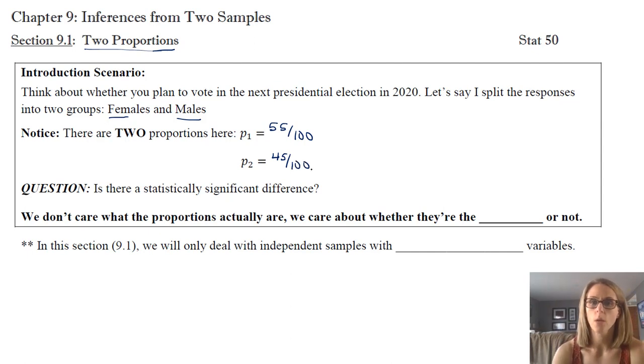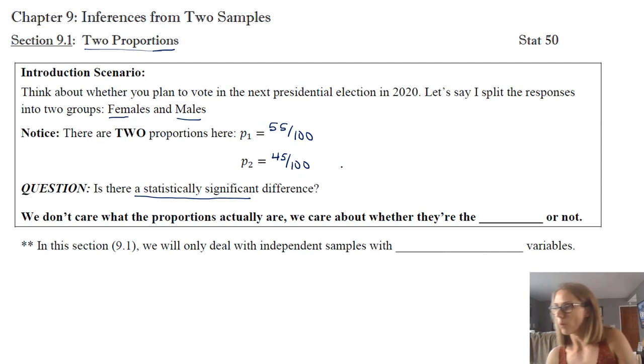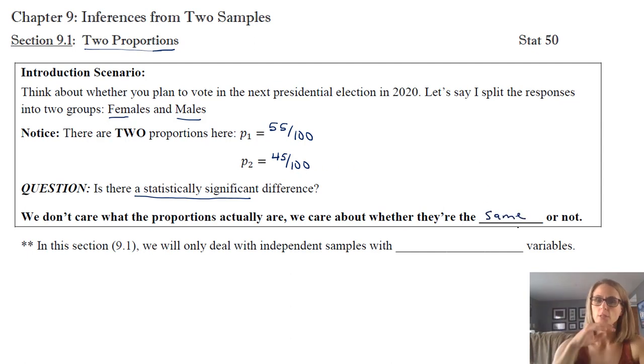Now you might look at that and say, well, we can just tell from looking at those numbers that less men plan on voting. However, doing the hypothesis test allows you to determine whether the difference between the two proportions is statistically significant. So it's not really about what the proportions actually are. What we care about is, are they the same or not? And what you might be thinking is, well, they're obviously not the same. But again, the difference still might be too close to tell, dependent on the sample size, similar to things we saw in chapter 8.